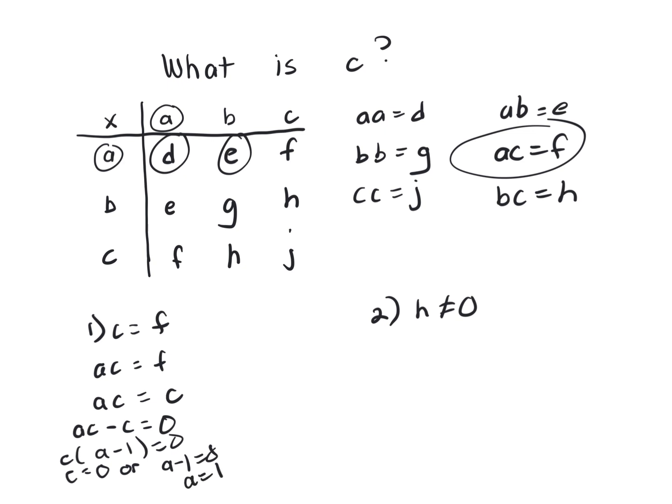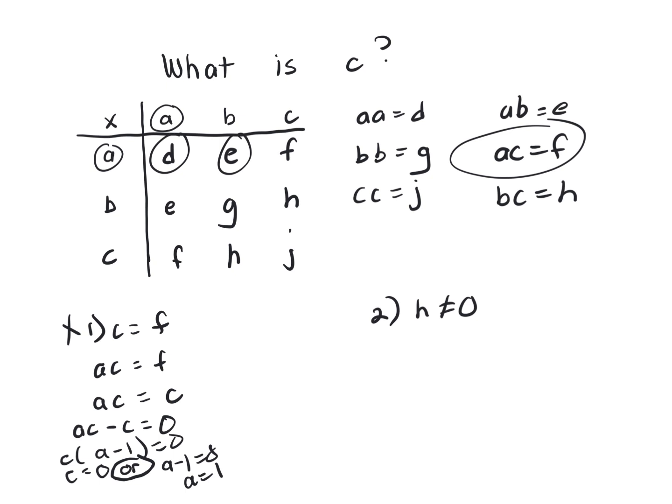So we know C equals 0 or A equals 1. So we don't know for sure. This is an or, it's not an and. So we do not know whether C equals 0 or if A equals 1. So I can't say for sure what the value of C is. So clue 1 does not work by itself.